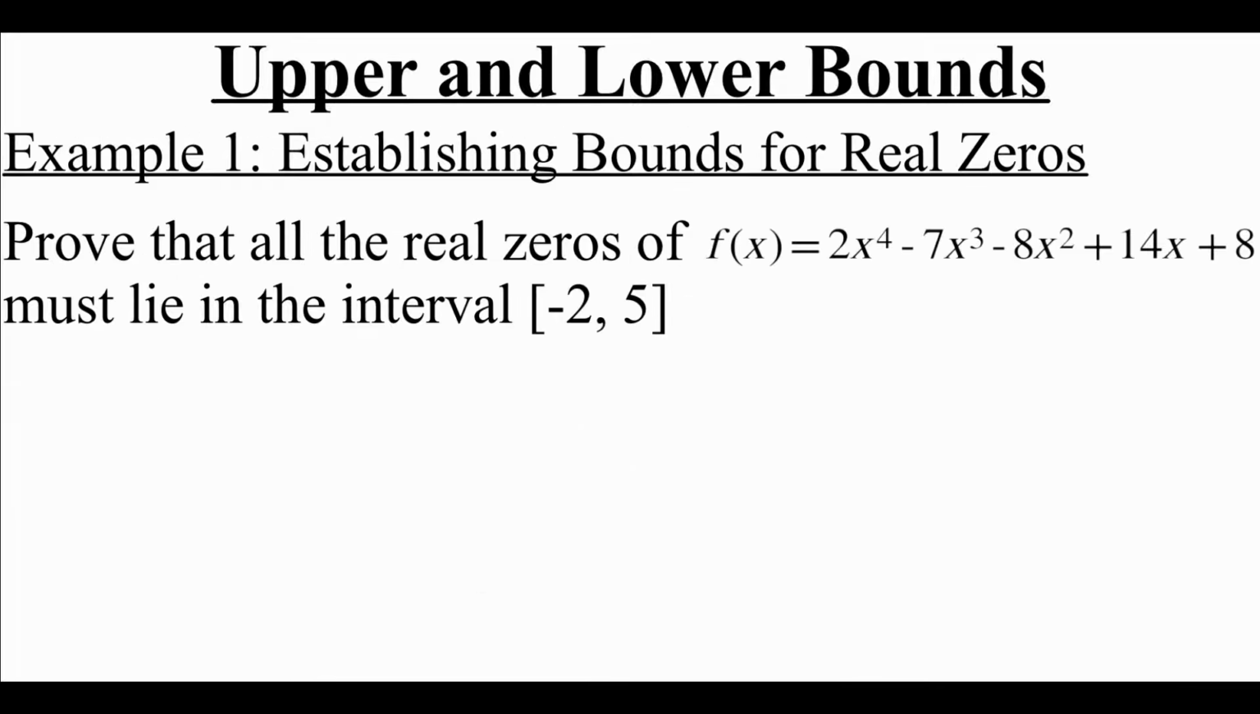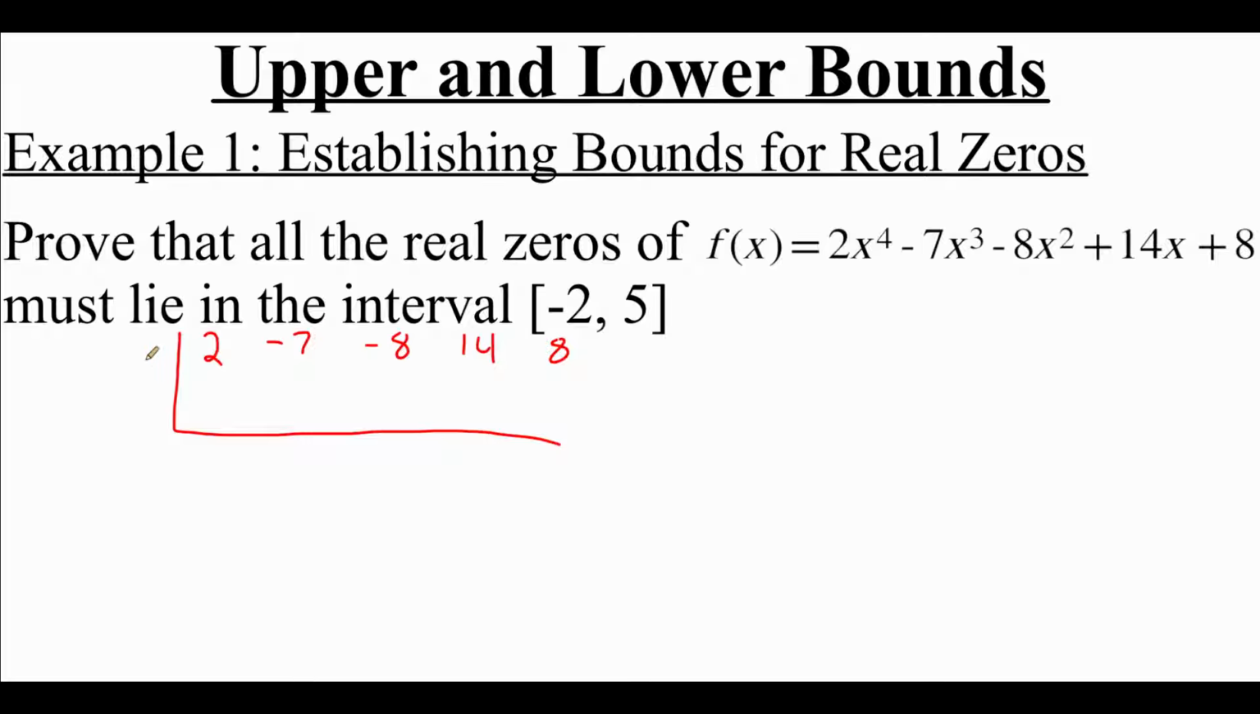So the first thing we're going to do is look at establishing some bounds for the real zeros of a polynomial function. We're looking at the function f of x equals 2x to the fourth minus 7x cubed minus 8x squared plus 14x plus 8, and we're going to prove that all of the real zeros of that function lie on the interval between -2 and 5. We're going to do this by using synthetic division. So I'm going to start by setting up my synthetic division bracket, and I'm going to put all of those coefficients on the inside of my synthetic division bracket there.